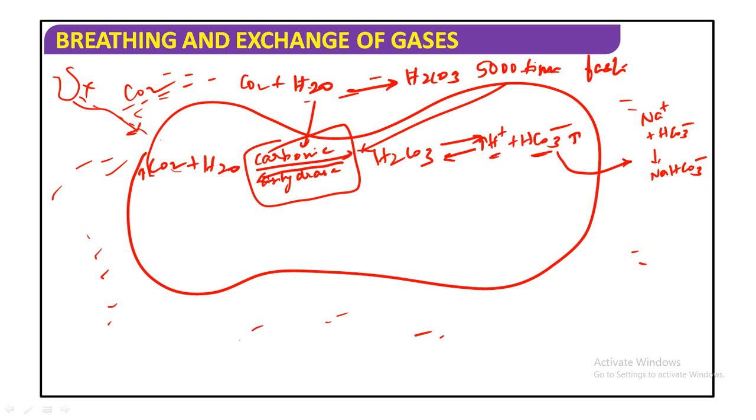Now, if you take a cell, this is very important: this is the intracellular fluid, this is the extracellular fluid. In the extracellular fluid the sodium concentration will always be higher, while potassium will be lower. In the intracellular fluid, potassium concentration will be higher and sodium concentration lower. This is a thumb rule.